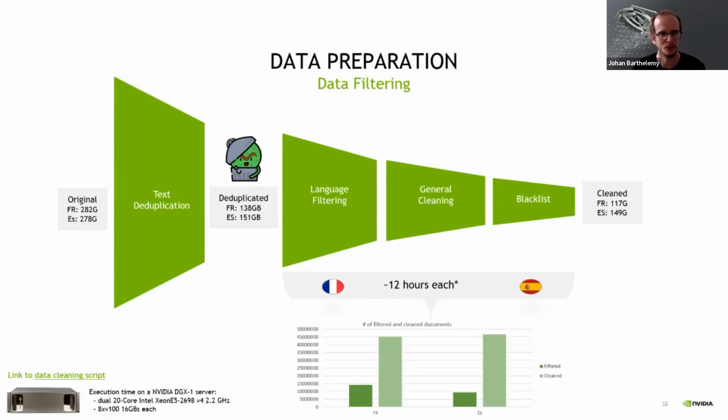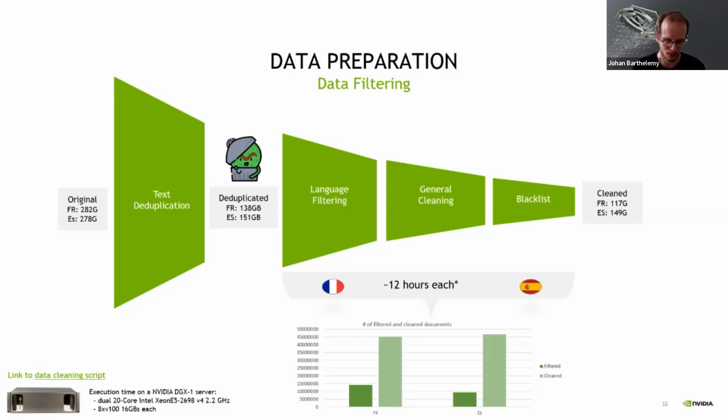First thing we do is to do text deduplication. So we want to remove duplicates from it because you don't need those. After that, well, French was now divided by 2. So we've got 138 GB left and Spanish 151 GB left. Okay. After that deduplication, we want to do some language filtering. So it means that we want to make sure we just keep everything that has actual text and not only numbers. Then we can do some general cleaning.